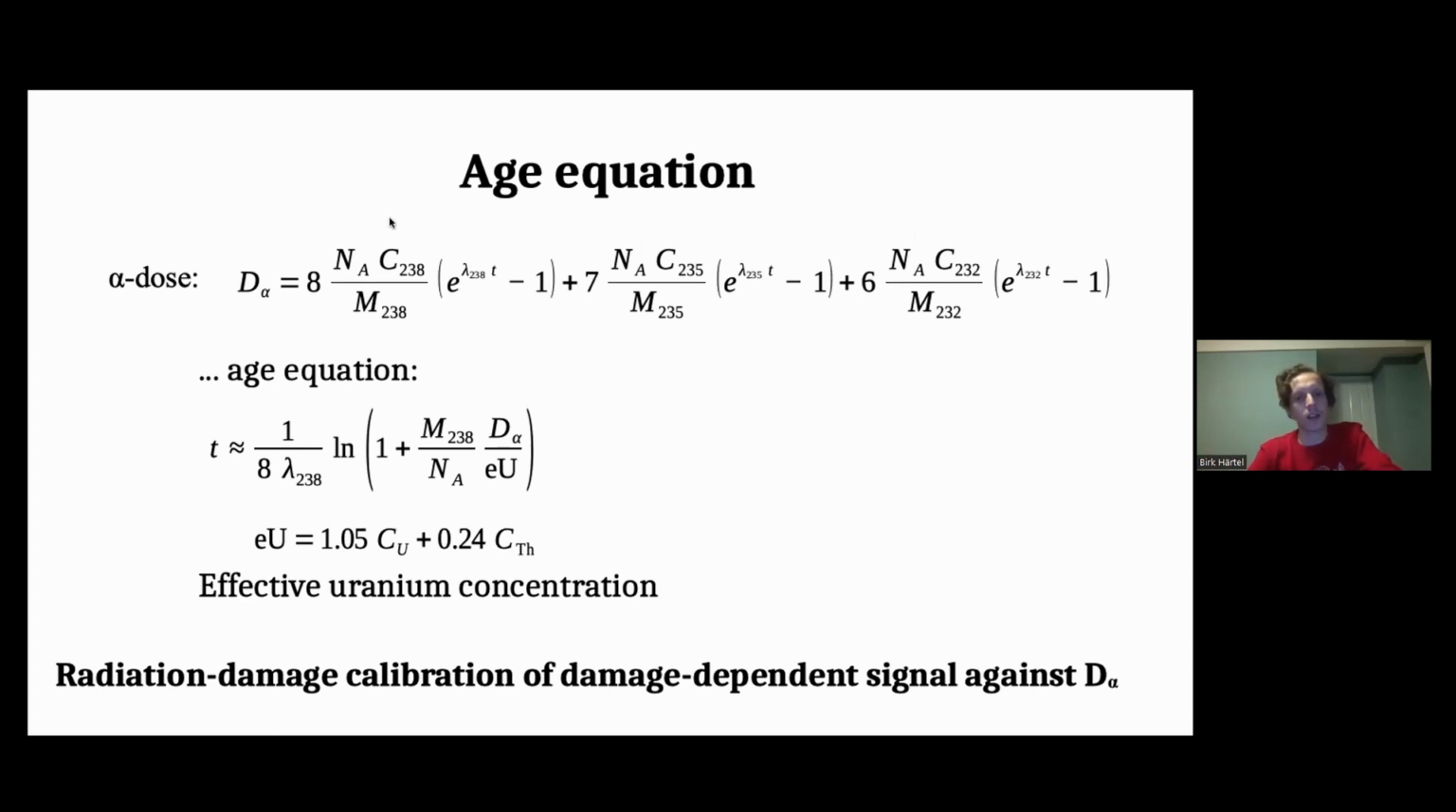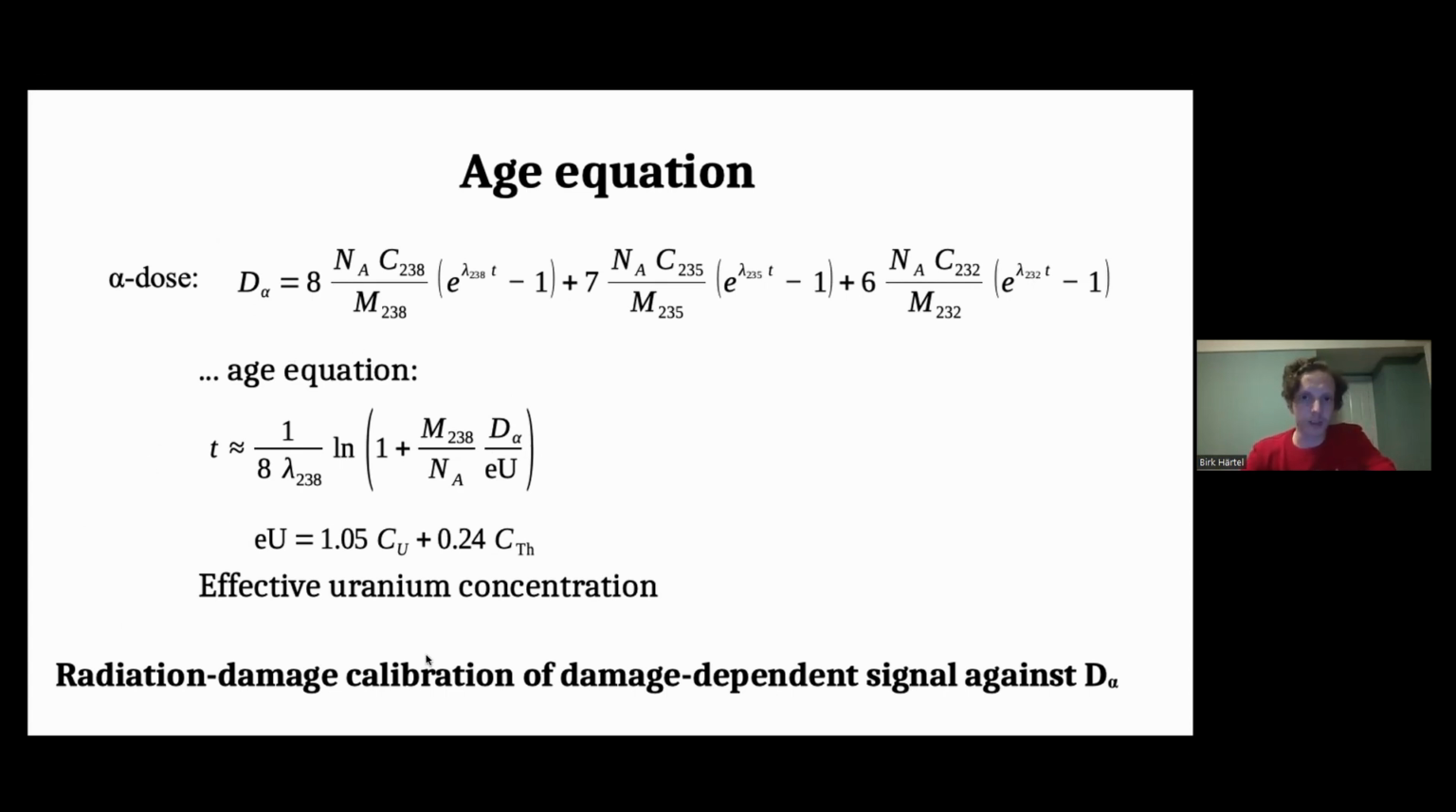And we can basically take this equation here, the big alpha dose equation, simplify it a little bit and rearrange it for the age to get this age equation. If we look at it closely, we have some physical constants in there, like the decay constant, the nuclide mass, Avogadro's constant, and only two variables here, which are the D alpha and EU. EU, I hope that you know it, is the effective uranium concentration. It's just a normalization of the uranium and the thorium content to the decay rate of uranium-238. And the D alpha is, of course, a measure of the alpha dose.